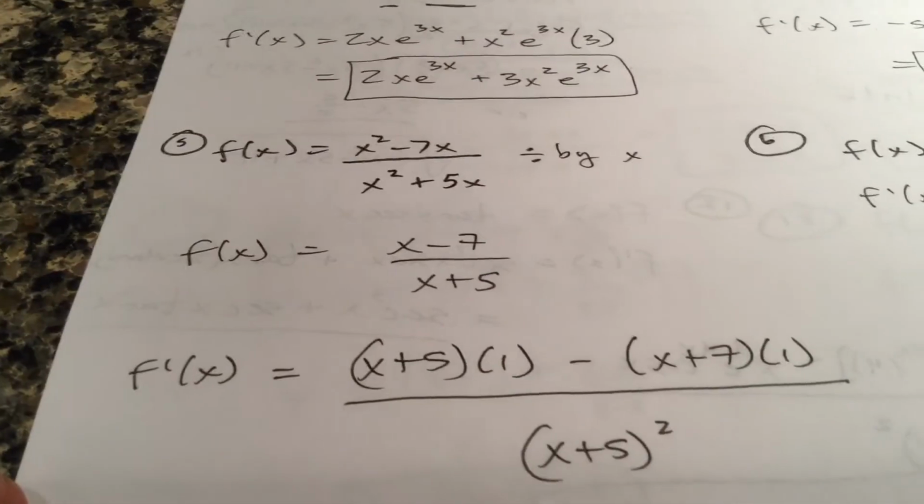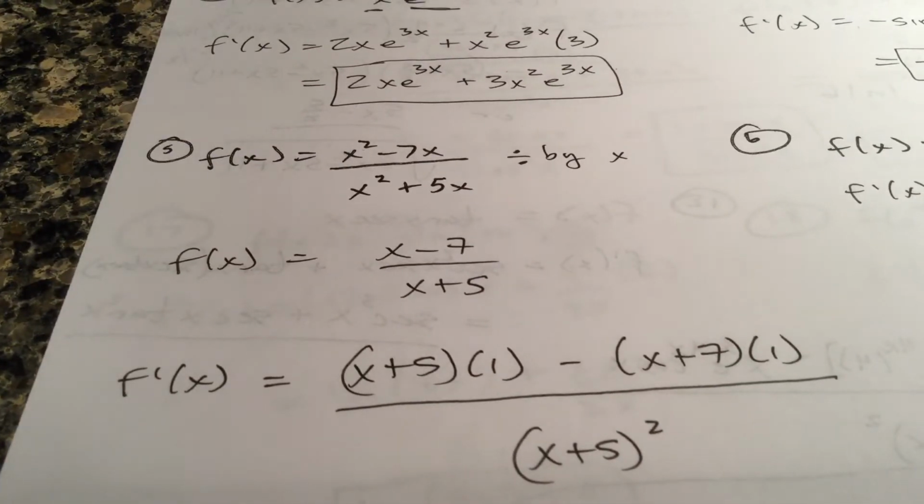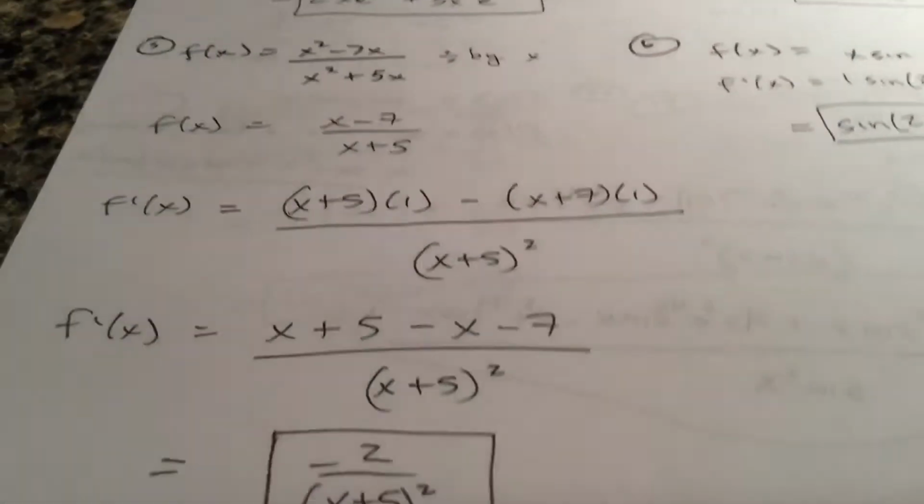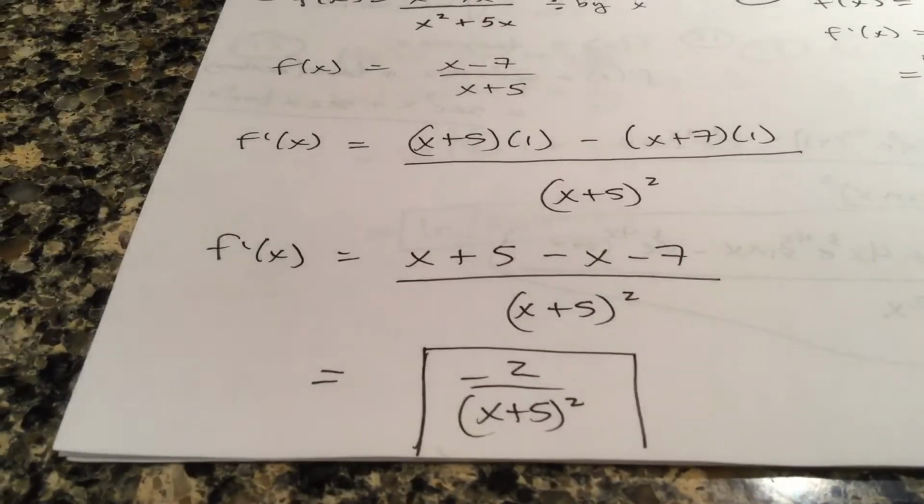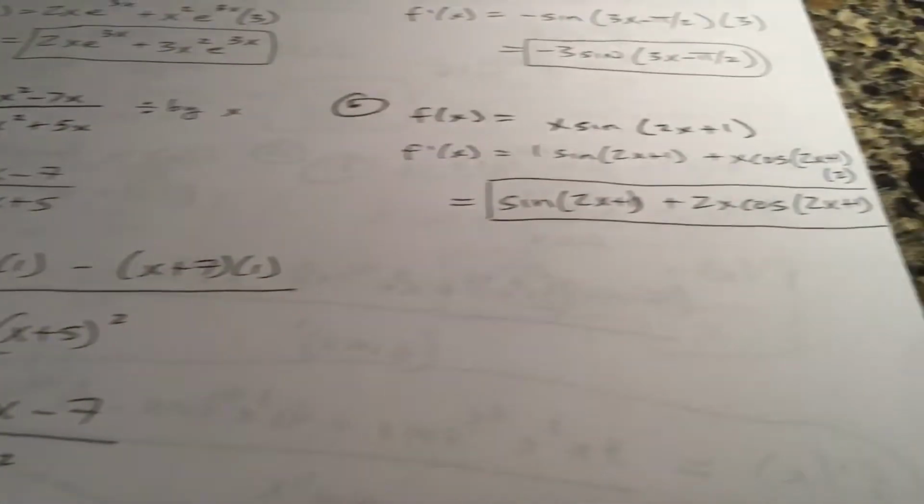Guys, on 5, we've done this one a bunch. Divide everything by x, so you're left with that quotient rule. Low d high minus high d low, all over the square of what's below. Okay, that simplifies quite nicely. You can pause this whenever you need to. This is going to be a little quick.